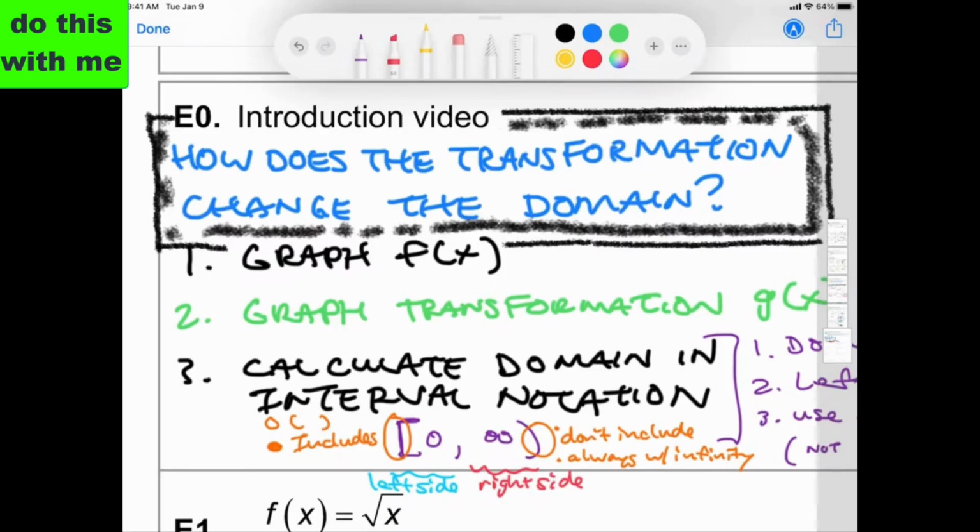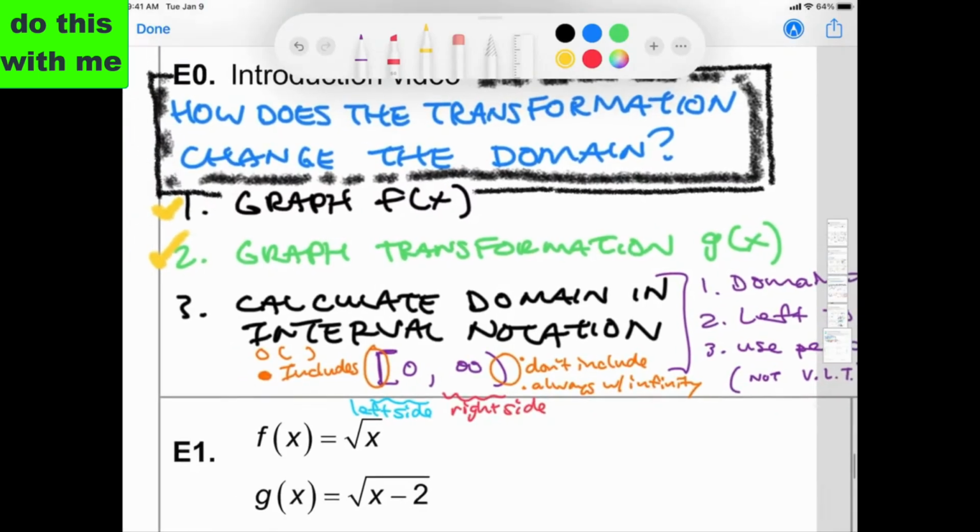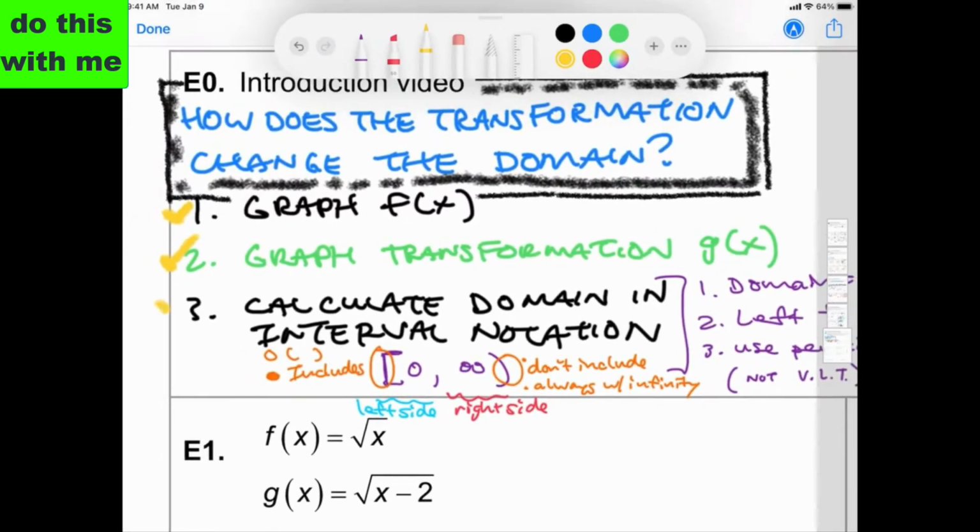How does the transformation of a radical function change the domain? Well, the first thing you need to do is graph the parent function, the f of x. Then go ahead and graph the transformation of f of x, which results in the next graph called g of x. Number 3, calculate the domain in interval notation.